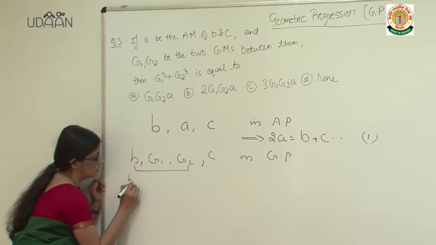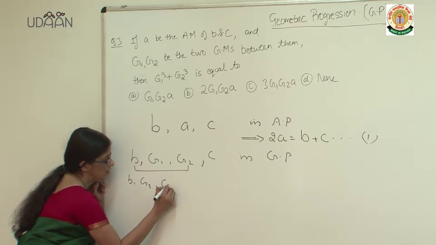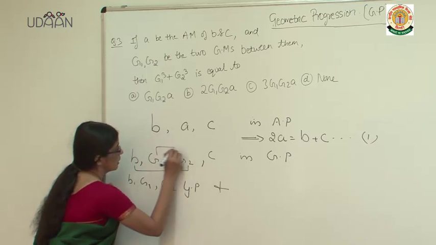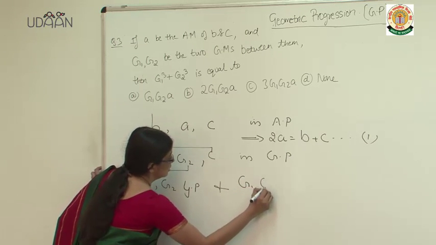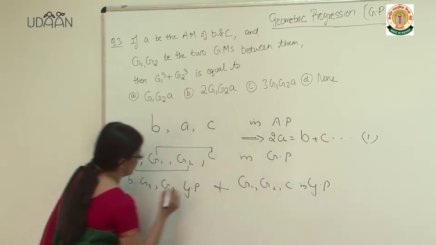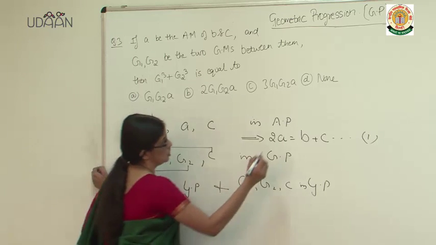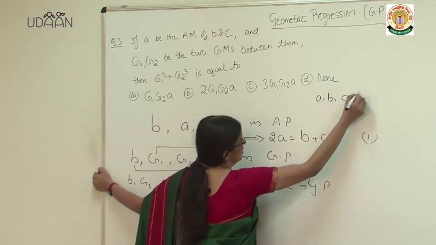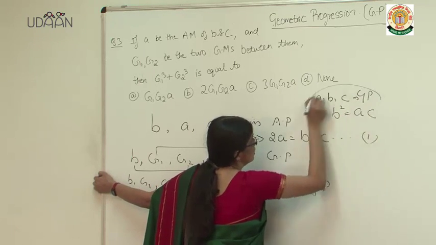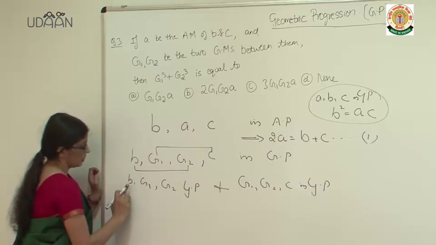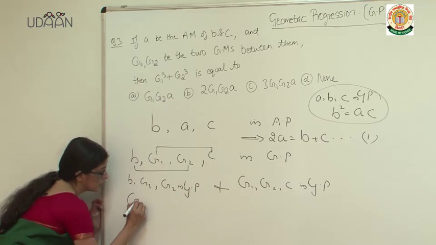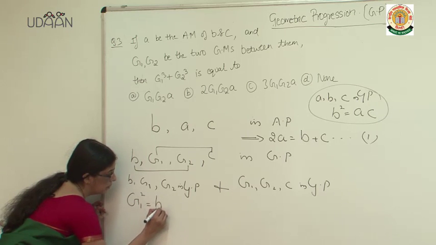B, G1, G2 are in geometric progression. Also, G1, G2 and C are in geometric progression. If A, B, C are in GP, then B square equals AC. Let us apply this result. B, G1, G2 are in geometric progression. What does it imply? G1 square equals B into G2.